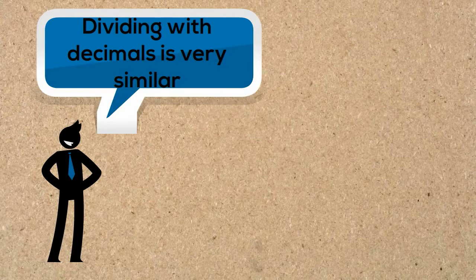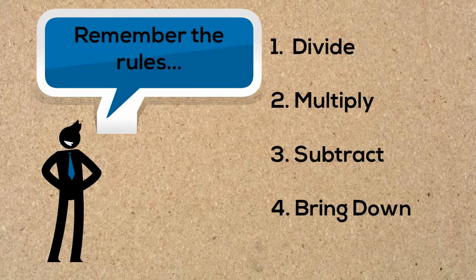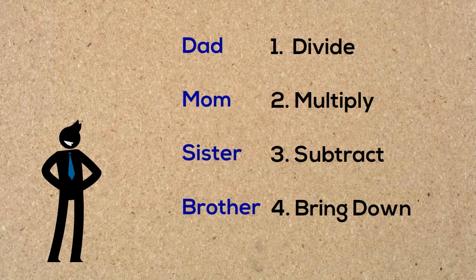Dividing is very similar. First, remember our steps. Divide, multiply, subtract, and bring down. Some people like to remember the steps by using a phrase or set of words that start with the same letter, such as dad, mom, sister, brother, or dirty monkeys smell bad.